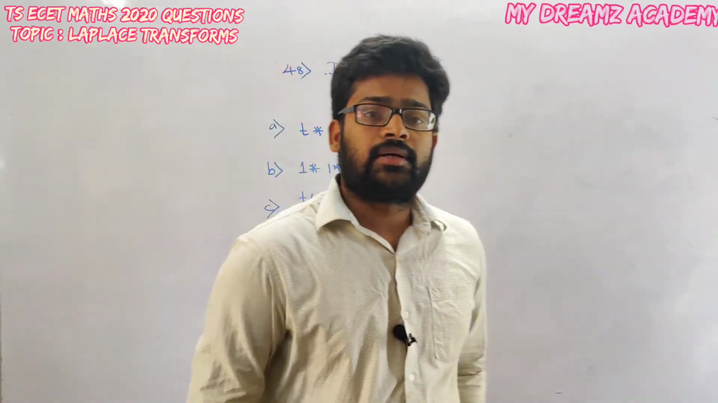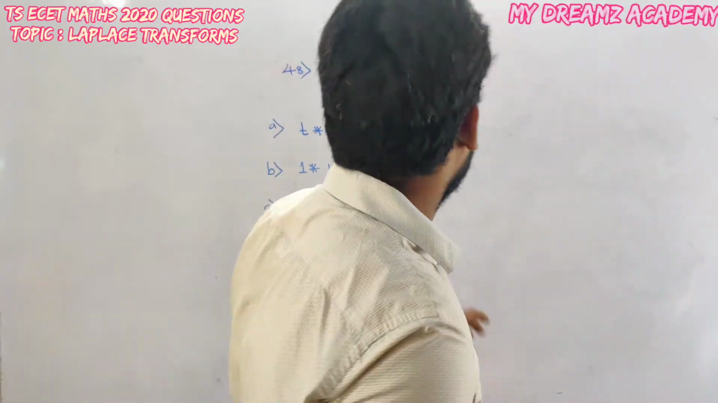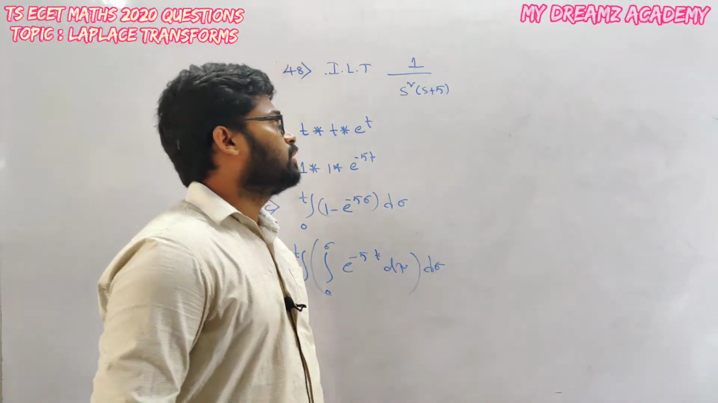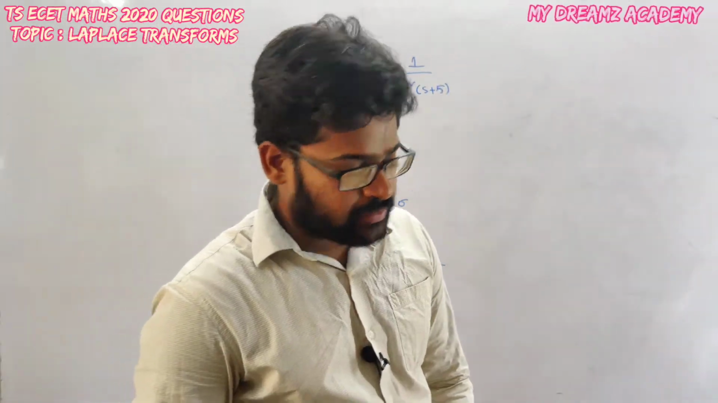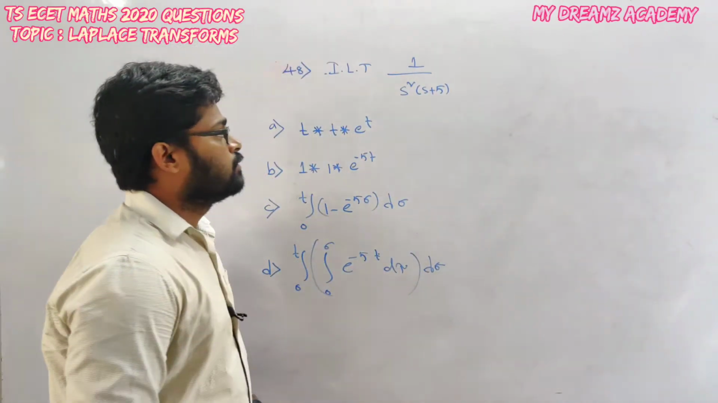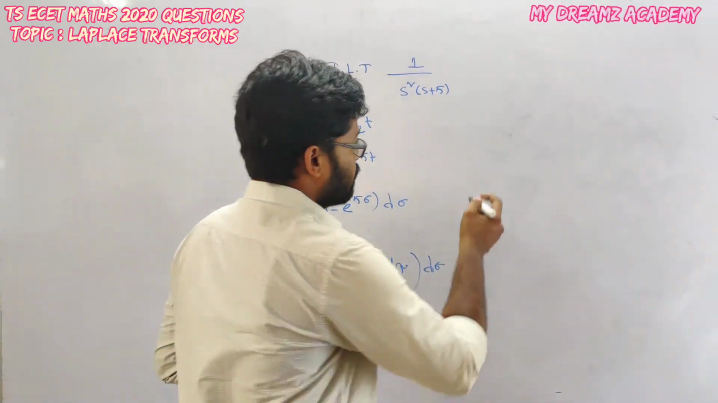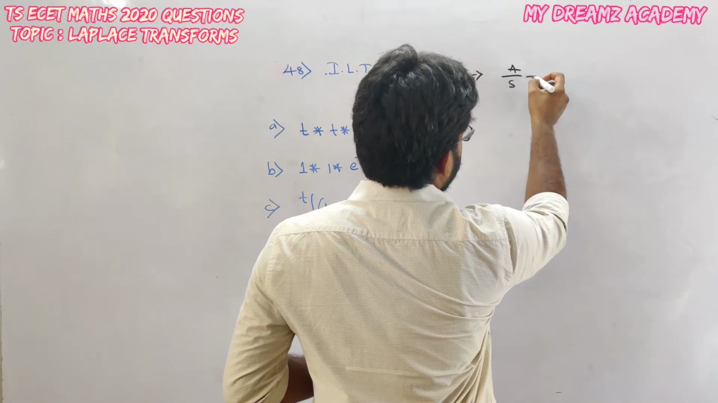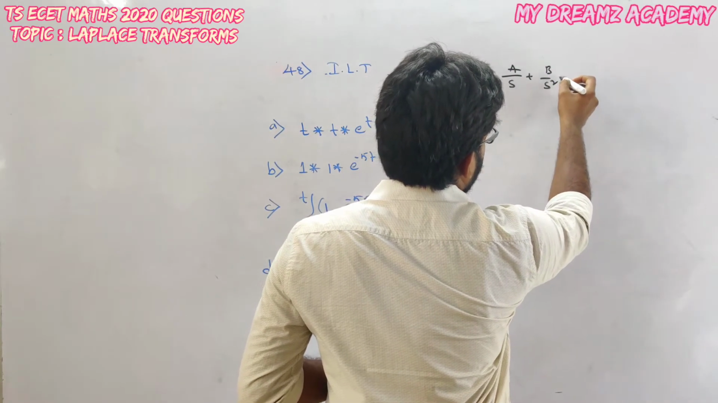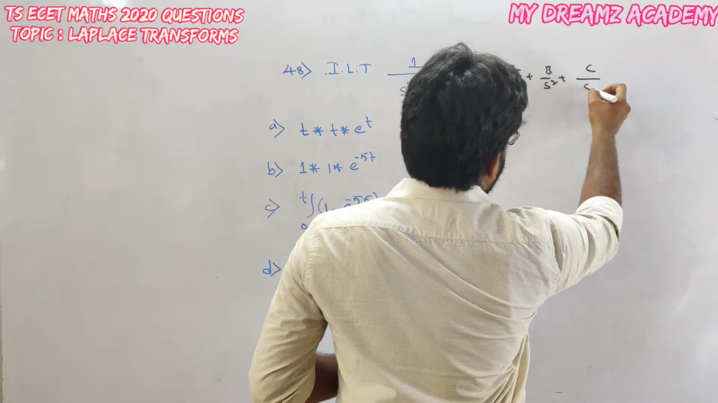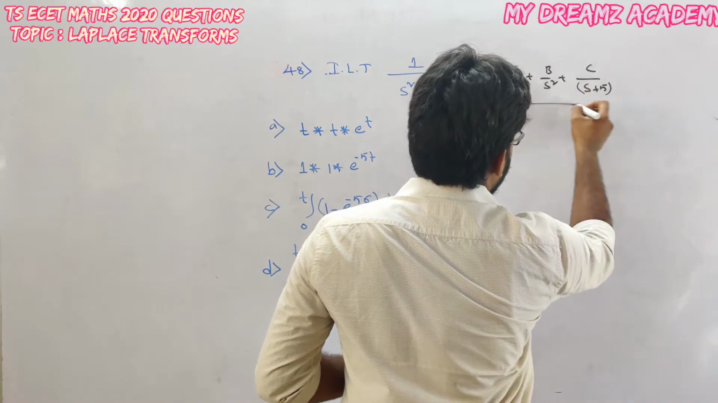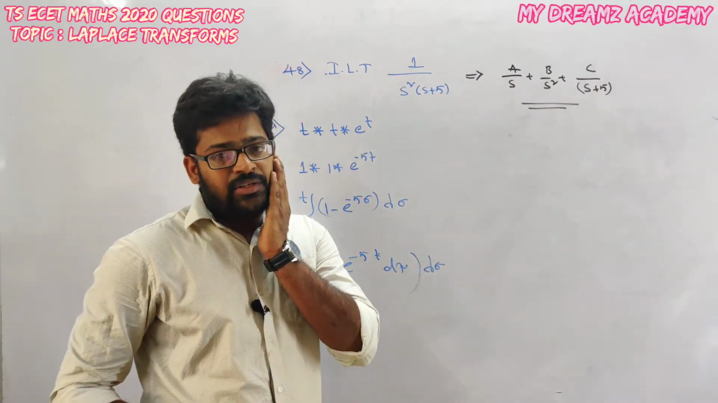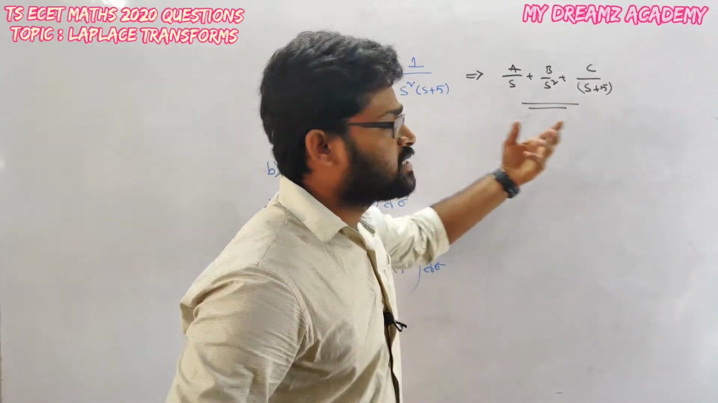Need to find the Laplace inverse of the given function. The Laplace inverse of 1 by s square into s plus 5. How to solve this one? One method is first to find the partial fractions, that is a by s plus b by s square plus c by s plus 5. This is one method. By using that we need to find a, b, c values, then after we need to apply Laplace inverse to that.